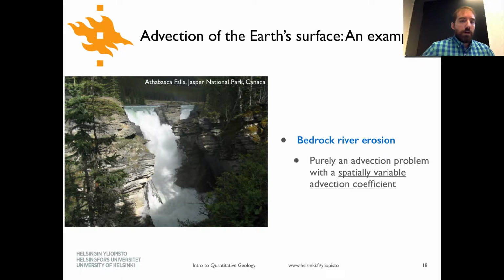So we're going to look here at examples of bedrock river channels. Here's a nice picture from Jasper National Park in Canada. I didn't take the photo, but it's a nice picture of a typical bedrock channel. This is a quite steep one. But what we see when we look at natural bedrock rivers is something that we can model using an advection equation, but one where this coefficient of advection varies with space. So it varies along the length of the river channel. And we'll see how this works in just a second.